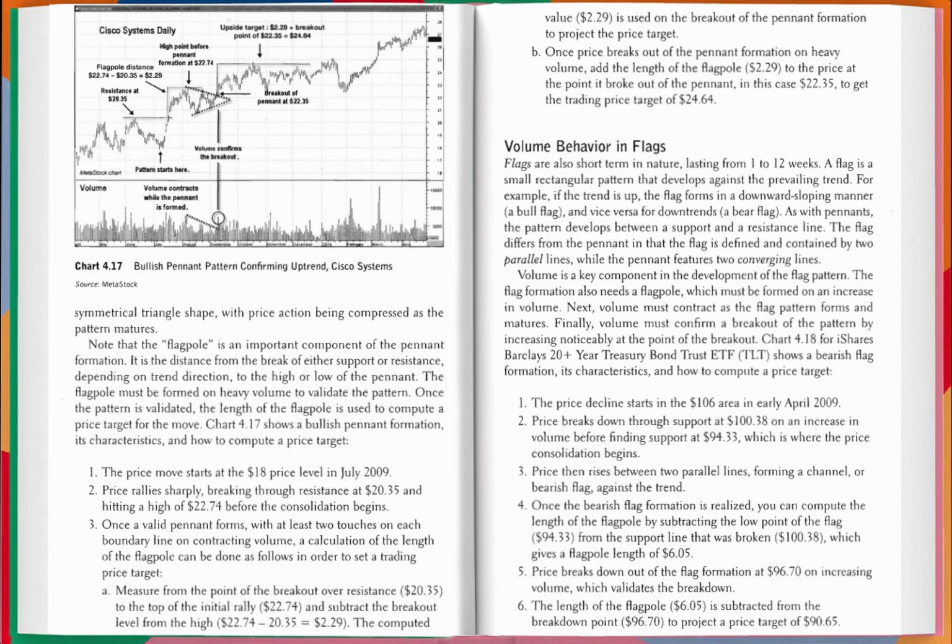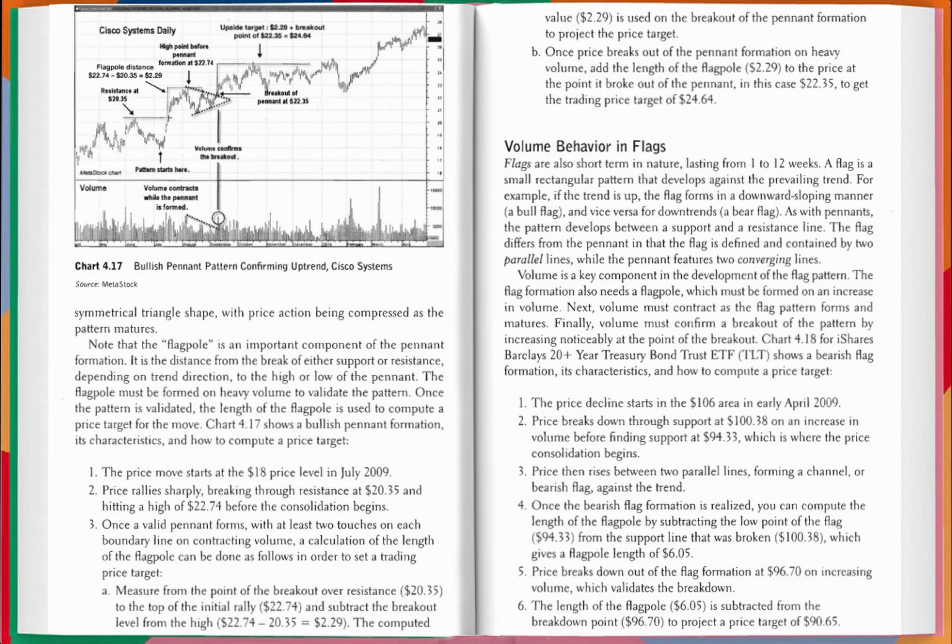A. Measure from the point of the breakout over resistance, $20.35, to the top of the initial rally, $22.74, and subtract the breakout level from the high: $22.74 minus $20.35 equals $2.29. The computed value, $2.29, is used on the breakout of the pennant formation to project the price target.